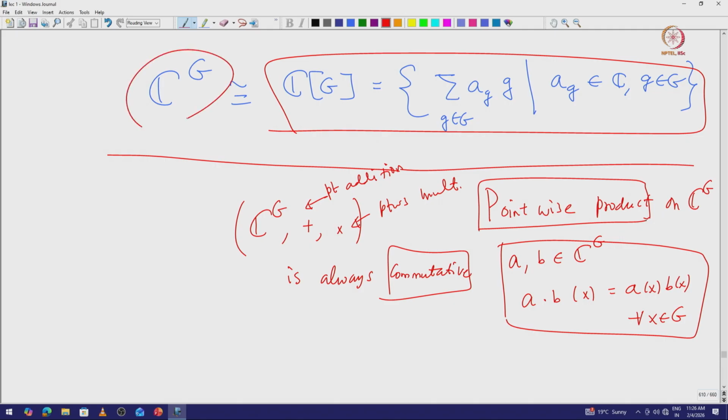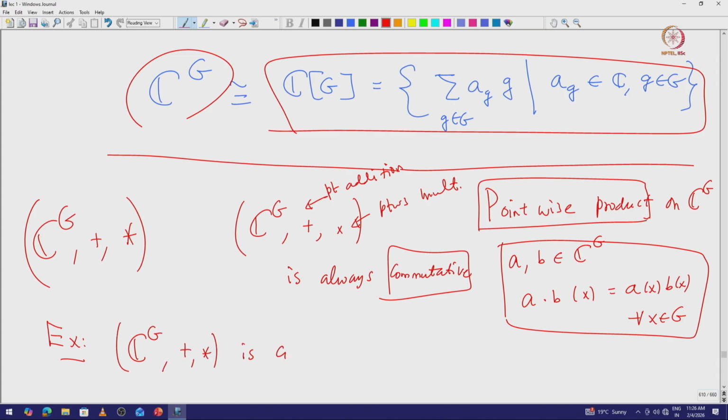You can see that C^G with pointwise addition and the convolution is far from commutative if G is not abelian. Indeed, C[G] is commutative if and only if G is abelian. That is something you can directly check. Maybe I will leave it as an exercise that (C^G, +, star) is a commutative ring if and only if G is abelian.